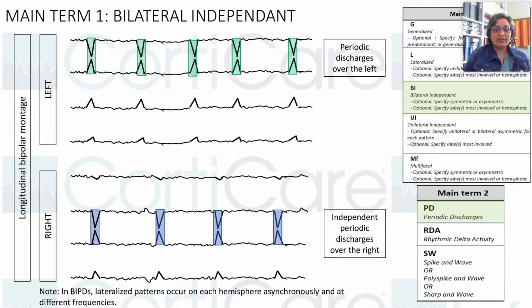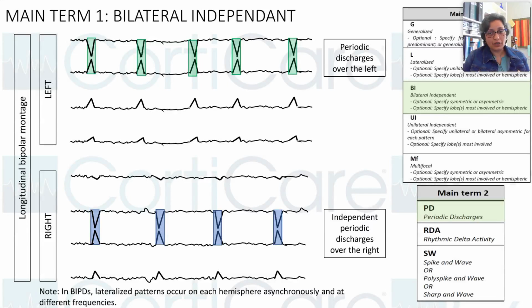Here are bilateral independent discharges. So you are seeing the periodic discharges on the left as well as right, and they do not match. So the 2 sides of the brain, 2 hemispheres, have a brain of their own. So basically these are BIPDs.